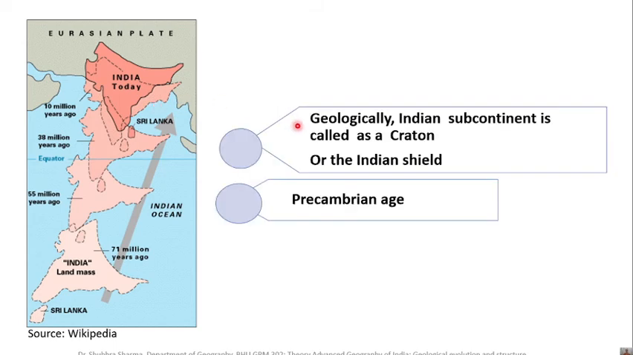So if we talk about the Indian subcontinent as a whole, including the different countries in it, it is called a craton. Now, craton is a geological term used to refer to any old part of the rocks. It is suggested to be very old, nearly 4.5 billion years old. It is very stable in nature, right? And another term used is Indian shield. So if you talk about the age, it is of Precambrian age.